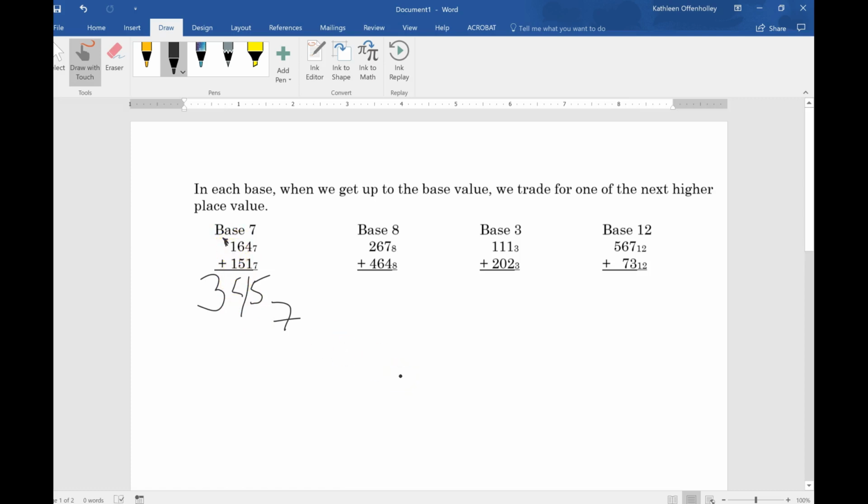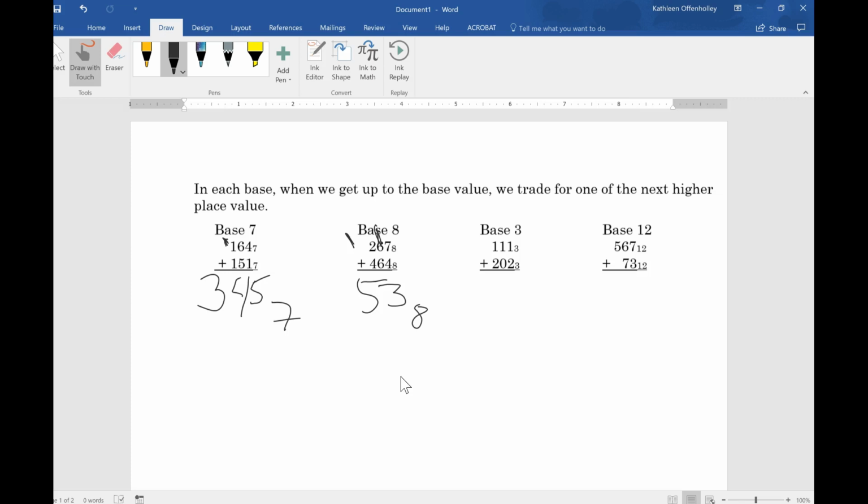All right, let's try the base 8. So with base 8, every time I get up to 8, I trade it for one of the next one higher. So let's see, 7 and 4. That's 11. So 11 is 8 plus 3, right? So I have 1, 8 in the next place value up and 3 left over. And then in the next one, I got 6 and 6, that's 12, plus the 1 that I got from trading. So that's 13. 13 is 8 plus 5. So I have 1, 8 for the next column over and 5 left for the ones column.